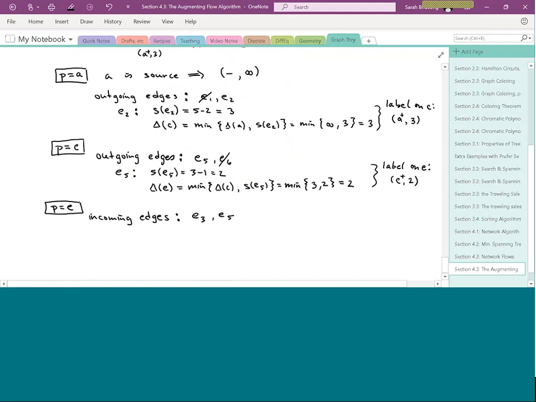So E5 had an endpoint that was already labeled, and if we look at E3, the flow along E3 was 5. It was the number that was inside that parenthesis that we saw a second ago. This is positive, so that means we are going to use edge E3.